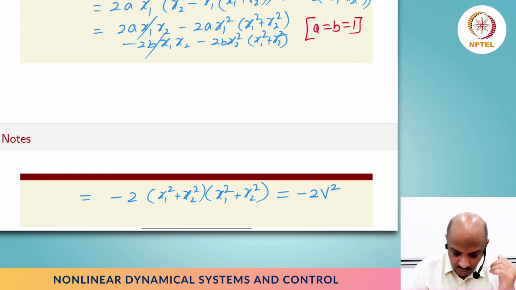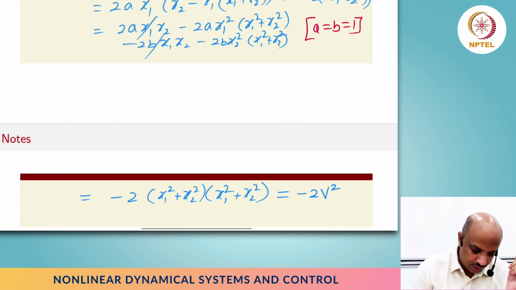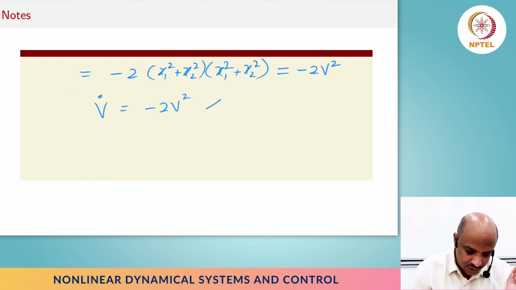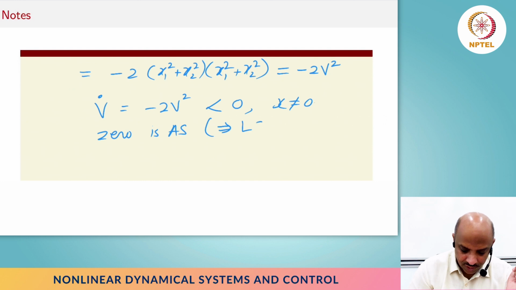This is indeed minus 2V squared. We'll come back to that in a second. So what we have is V dot is equal to minus 2V squared, which is strictly less than 0 for all x non-zero. So the zero solution is indeed asymptotically stable, and of course that implies, more simply, Lyapunov stable.